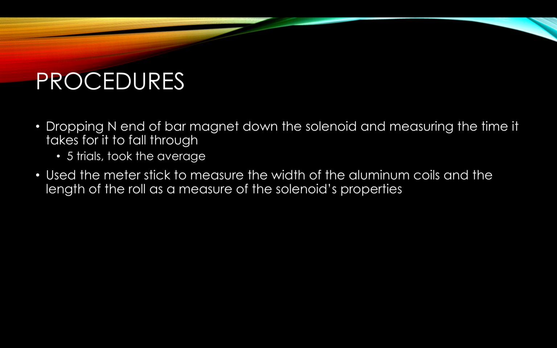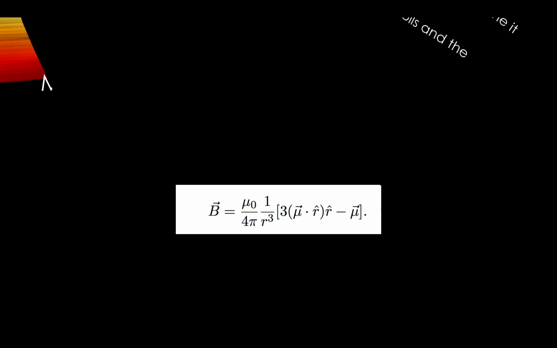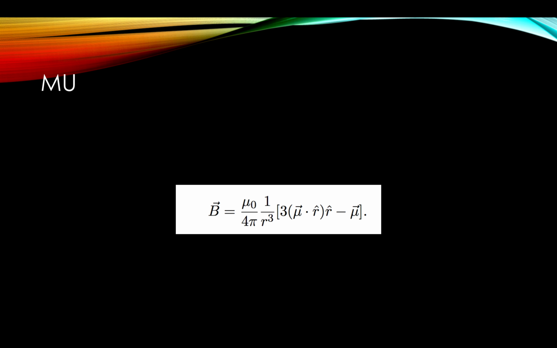We timed the magnet falling through the solenoid and took the average of 5 trials. We used the meter stick to measure the width of the aluminum coils and the length of the roll as a measure of the solenoid's properties. We then solved for the magnetic dipole moment, mu, which we also previously did in the last lab. We measured the magnetic field B with a Tesla meter application and R with the meter stick, and then solved for mu using the formula below.